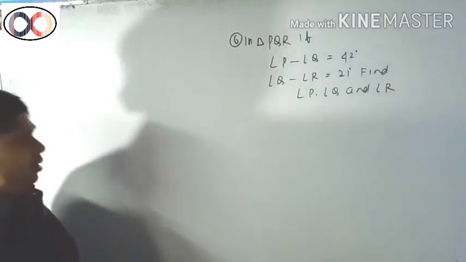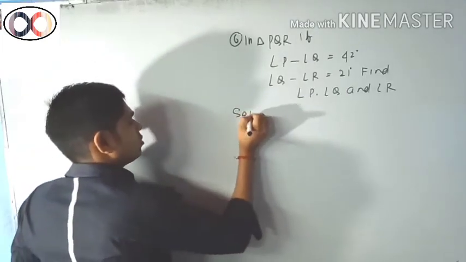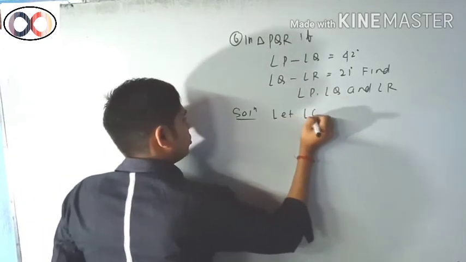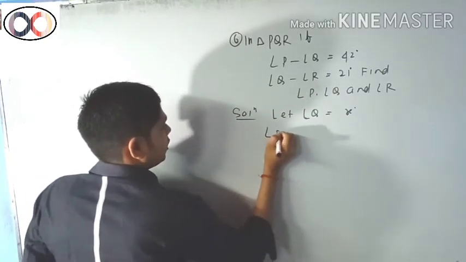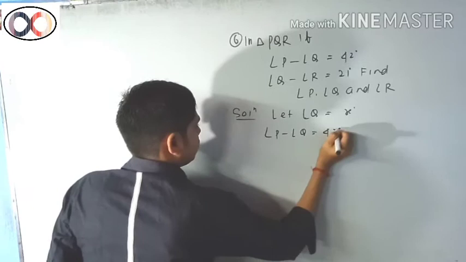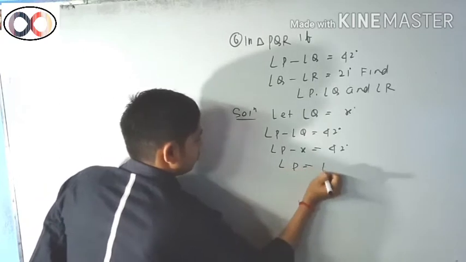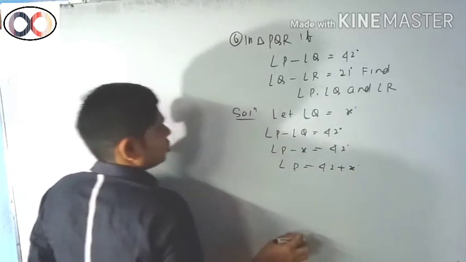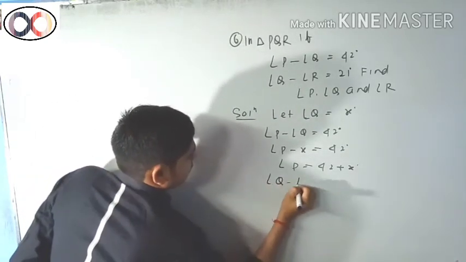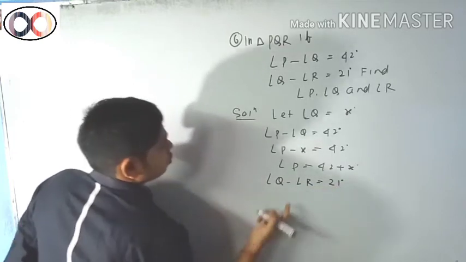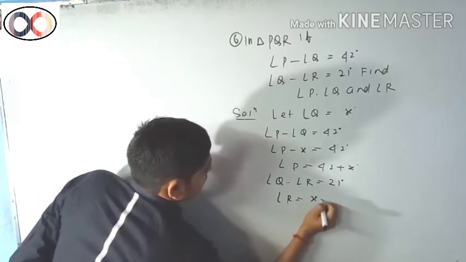Okay, I think you can take here the value of Q equals to something for the solution. So let Q equal X degrees. So we can write angle P minus Q, that is 42 degrees. So angle P minus X equals 42 degrees. So angle P equals 42 degrees plus X. And next, angle Q minus R is 21 degrees. So you can put the value of Q here, and you will get R equals X minus 21 degrees.